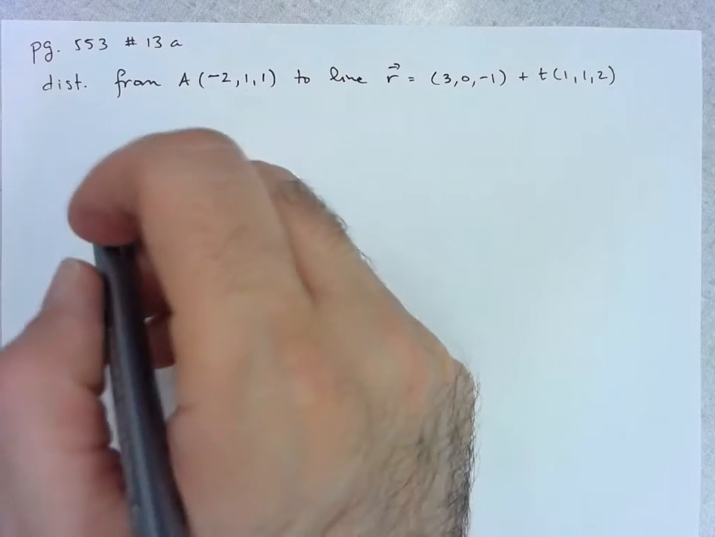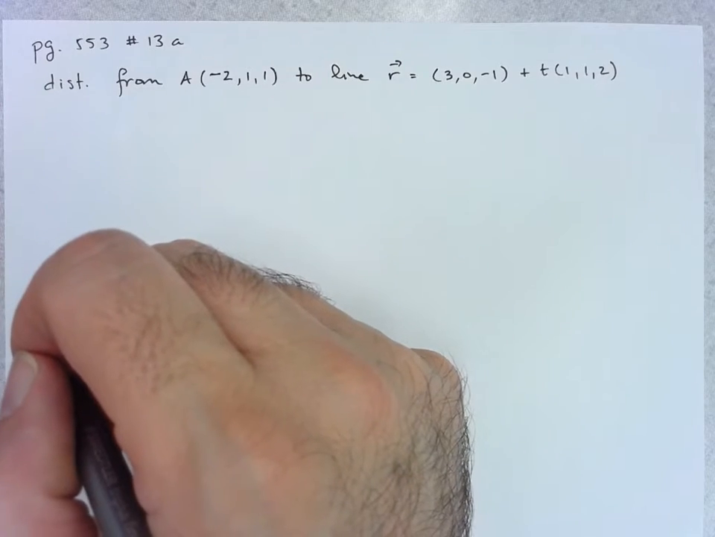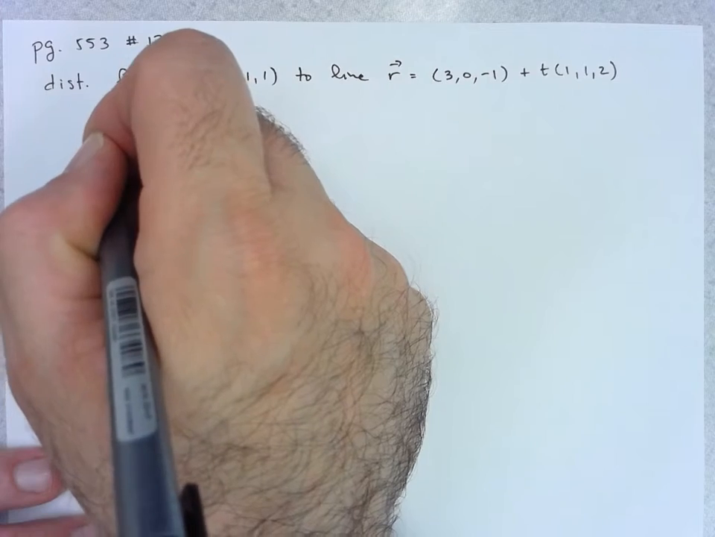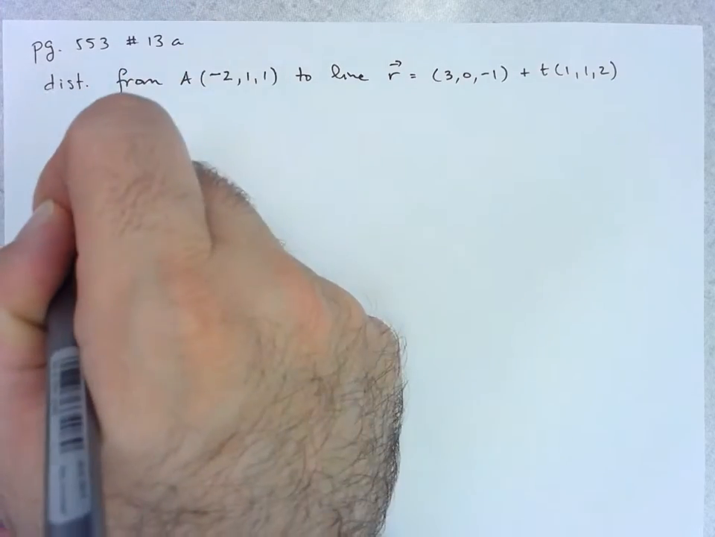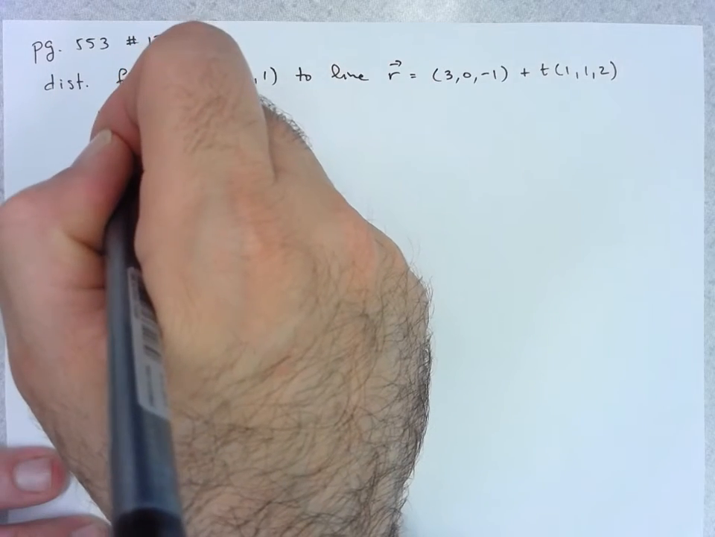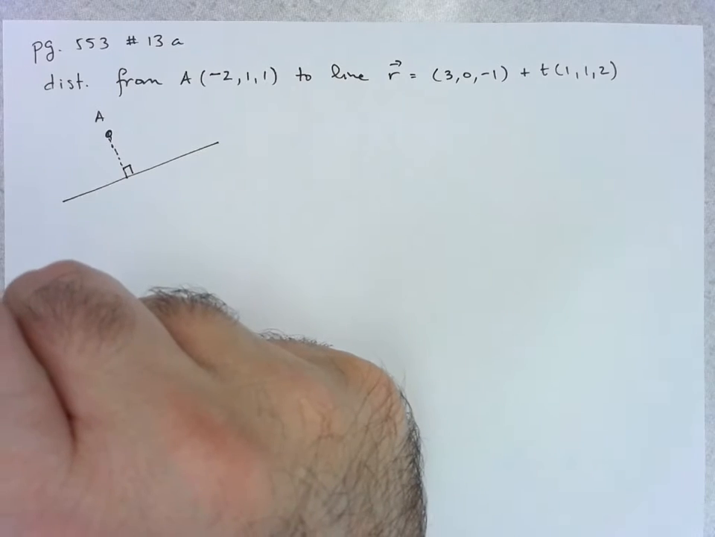So instead of just applying the formula, let's review how we got to this formula. In case you don't remember the formula, you might be able to figure it out. So we have this point A, and we want to find the distance to this line. In particular, that's the shortest distance, which is going to be one that's perpendicular to the line.